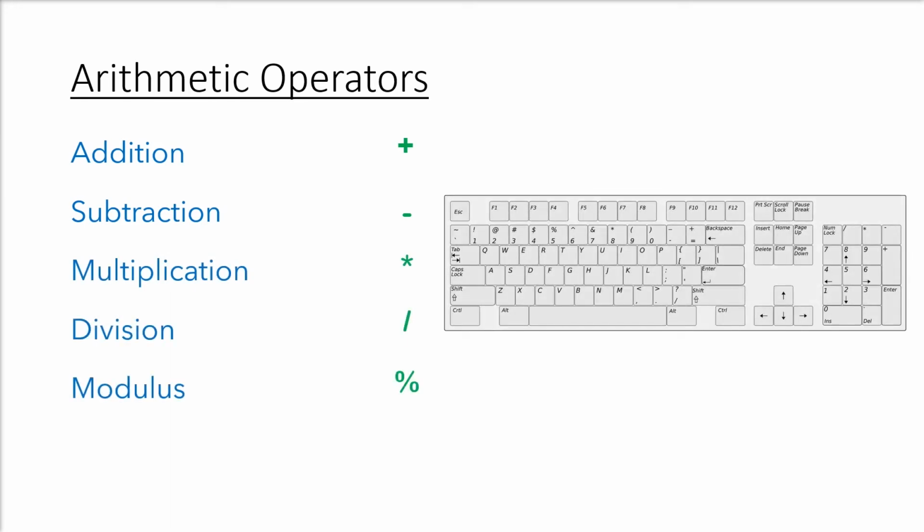The symbols for addition and subtraction are the same as what you would see in math class. The plus symbol represents addition, and the minus symbol represents subtraction. However, there are a few key differences. Multiplication uses the asterisk symbol, which can be pressed through Shift 8, and the division symbol uses a /. The modulus symbol uses the percent sign, which can be pressed through Shift 5.